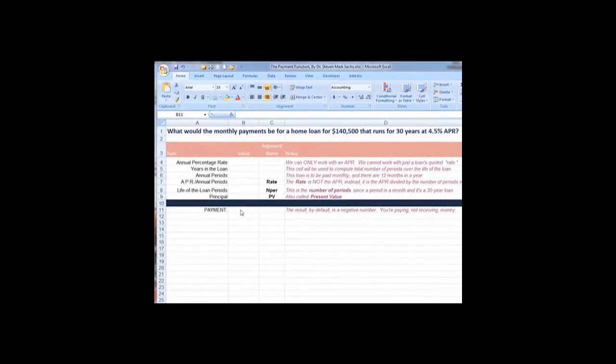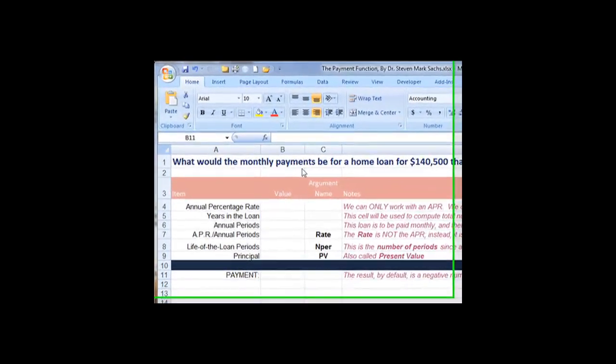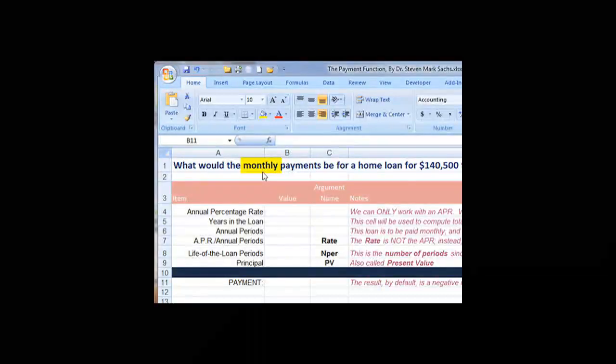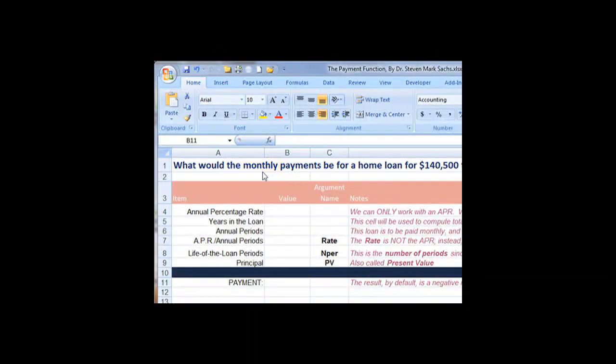Let's look at a typical loan payment problem statement. One must have all of this information to work out a loan payment. This means that we must know these things. What's the annual period of the loan? This means how many times per year a payment must be made. For this loan, we can see that payments are monthly, so there are 12 annual periods.